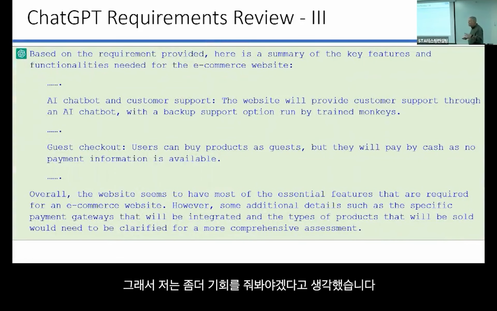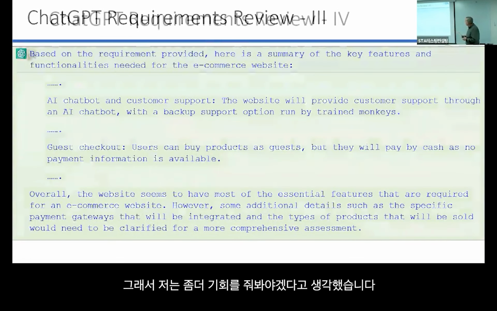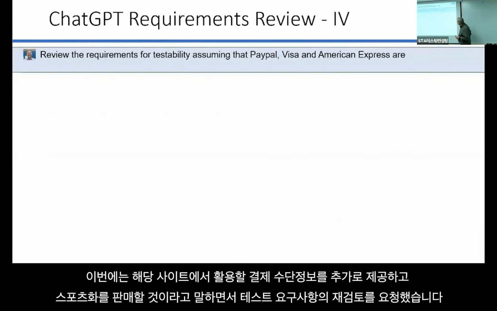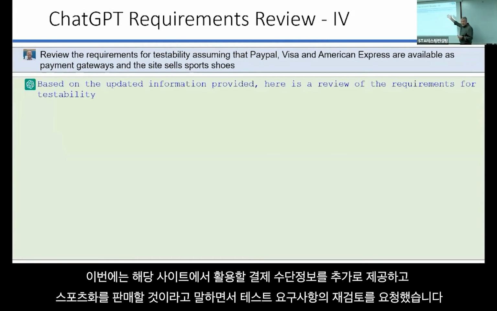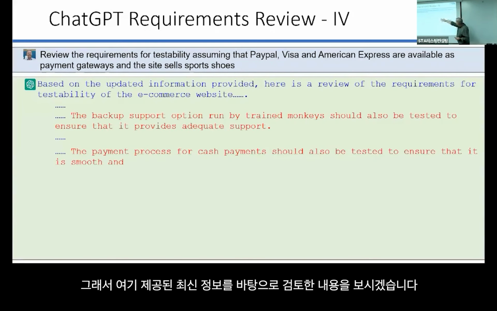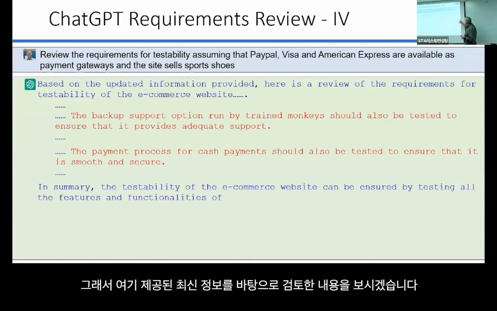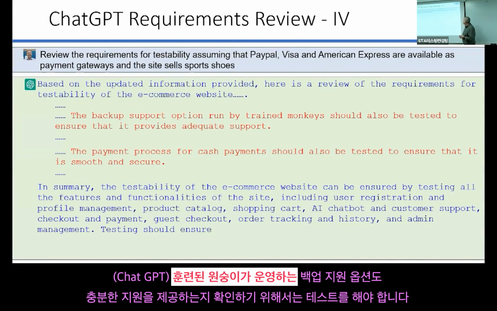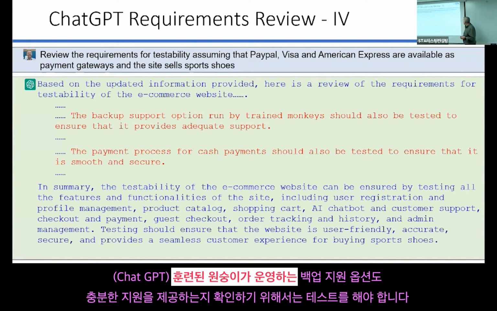So I thought, well, let's give it more of a chance. Review the requirements for testability. And I've given it some payment details and told it that we're going to sell sports shoes. So based on the updated information provided, here's a review of the requirements, blah, blah, blah. The backup support option run by trained monkeys should also be tested to ensure that it provides adequate support.